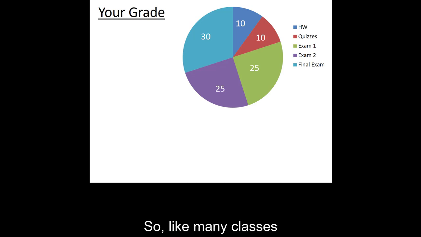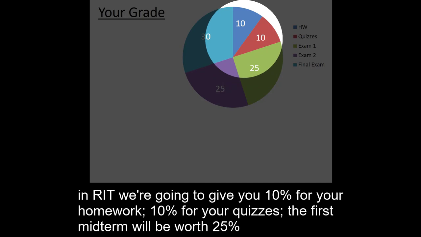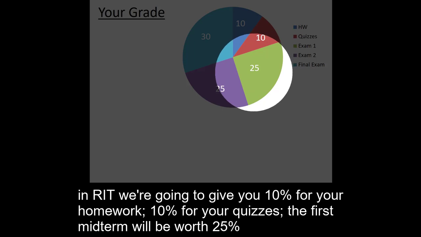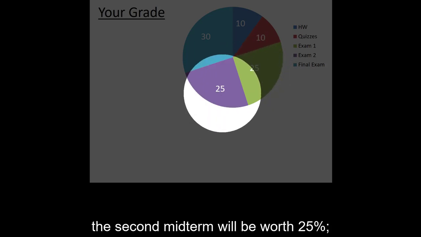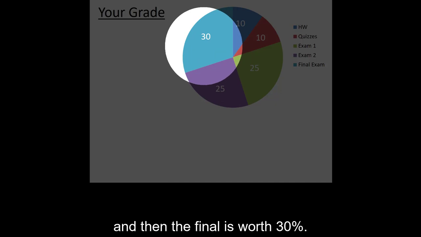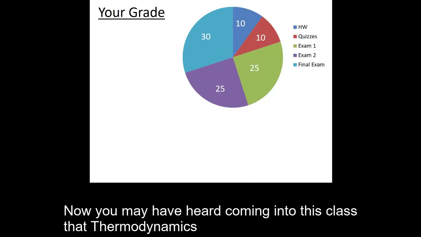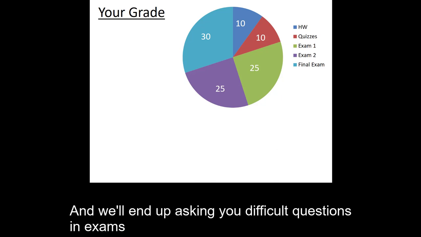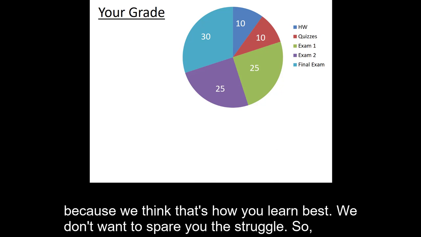So like many classes in RIT, we're going to give you 10% for your homework, 10% for your quizzes. The first midterm will be worth 25%. The second midterm will be worth 25%. And then the final is worth 30%. Now, you may have heard coming into this class that thermodynamics tends to be relatively difficult. And we'll end up asking you difficult questions in exams because we think that's how you learn best. We don't want to spare you the struggle.